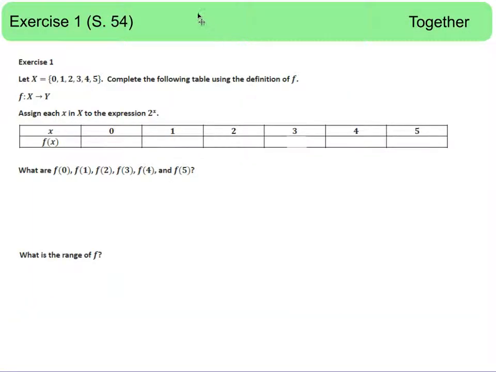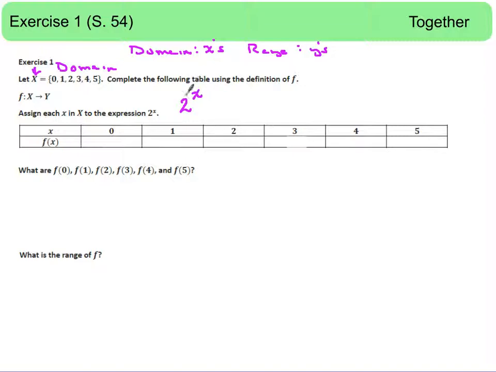So in exercise number 1, we want to reemphasize those definitions to where domain is known as the set of x's and the range is the set of y's. So if we look here, this says x equals, so here's our domain. Our domain is limited to 0, 1, 2, 3, 4, and then 5. Now they tell us to complete the following table and use the definition of the function. So here we are, an x maps to each y, where we assign this expression 2 to the x power.